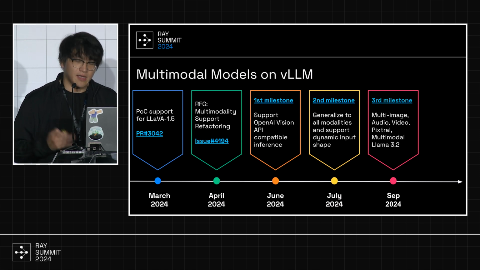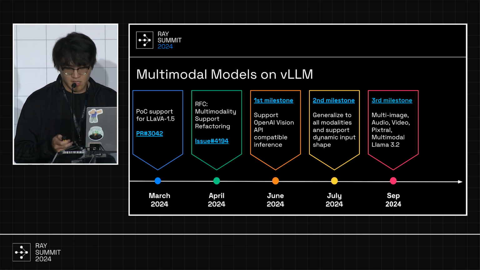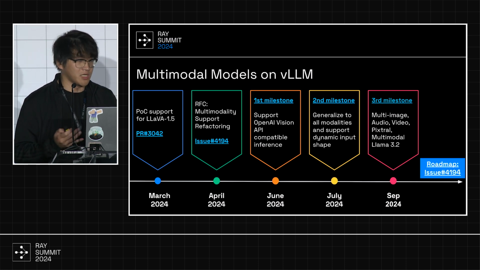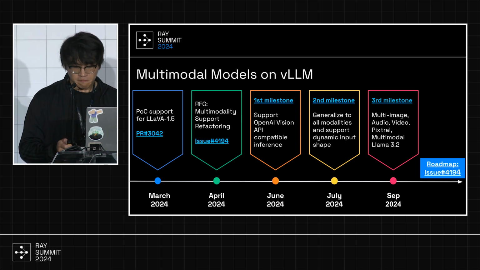And finally, September 24 is where we wrap up the third milestone, where we generalize to multi-image, audio, and video models. We got a day one release for Pixtral, the first multimodal model from Mistral AI, and a day one release for multimodal Llama 3.2. Finally, I encourage you to check out the roadmap. It's in the same issue as the RFC, issue 4194 on the GitHub repo.